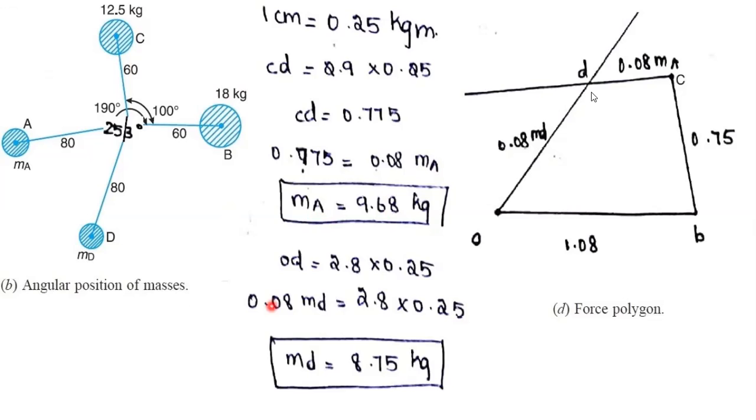Next measure O to D. If you measure O to D, you'll be getting 2.8. Then multiply by 0.25, 2.8 into 0.25 means you'll be getting 0.7. So here you will be getting 0.7, and here only MD is unknown. That is OD means 0.08 MD. MD is the unknown value, so we can easily calculate the mass of D. You'll be getting 8.75 kg. MD value is 8.75 kg. So now we have determined the mass of D.